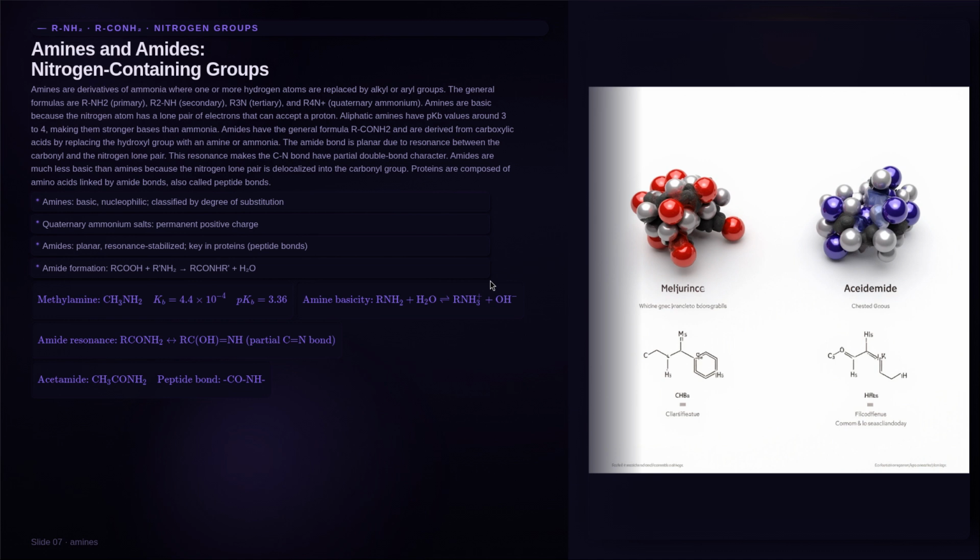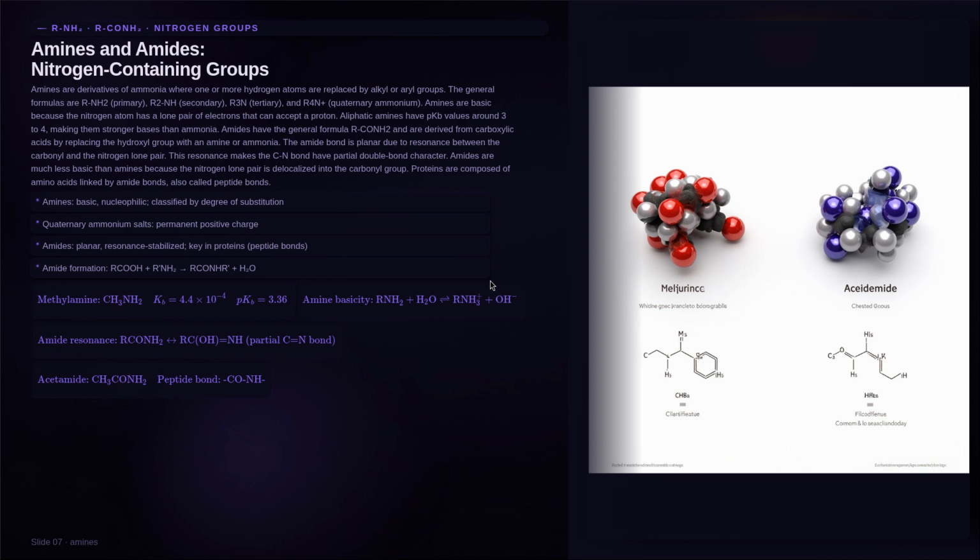Amides have the general formula RCONH2 and are derived from carboxylic acids by replacing the hydroxyl group with an amine or ammonia. The amide bond is planar due to resonance between the carbonyl and the nitrogen lone pair. This resonance makes the CN bond have partial double bond character.